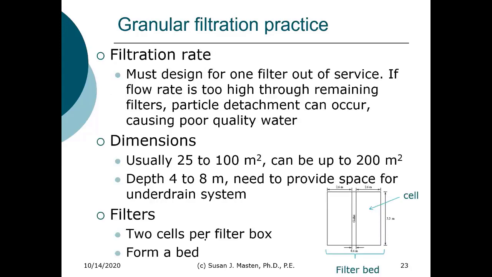Your filtration rate must be designed for 1 filter out of service. If your flow rate is too high through the remaining filters, then you can get particle detachment. Remember, I said you need both particle attachment and particle detachment, and you want to minimize particle detachment in order to obtain good quality water. So you've always got those 2 phenomena working against one another. You want to minimize that particle detachment. If your flow velocity is too high, then you get poor water quality.